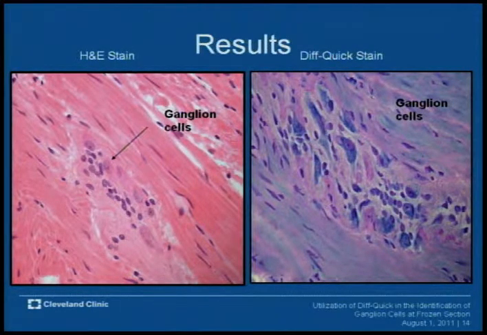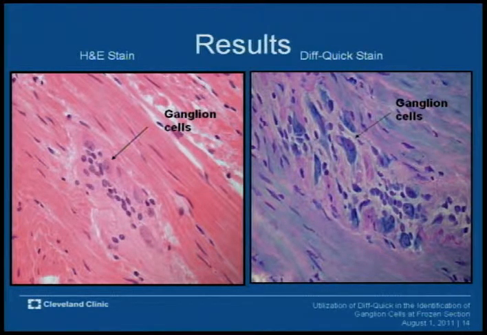Here we can see the difference between the two types of stains studied. The picture on the left shows the H&E stain of intestinal tissue. The cytoplasm of the ganglion cells is stained pale pink and the nucleus is purple. The color coordination is similar to that of the surrounding pink muscle and nerve fibers and the purple endothelial cells, slowing the identification of ganglion cells in this stain.